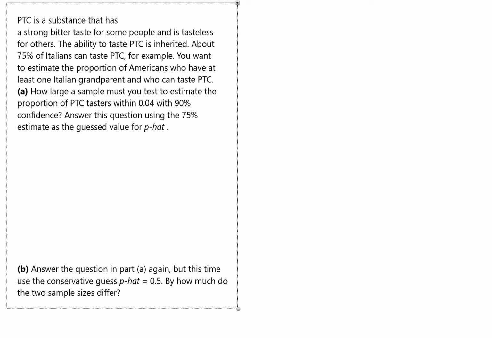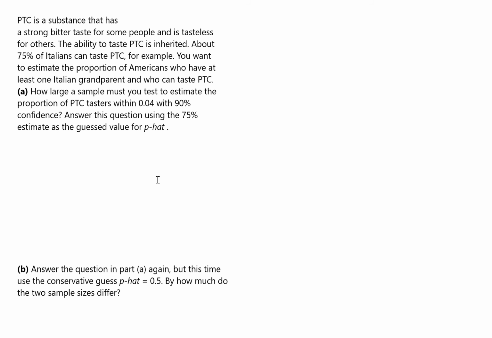PTC is a chemical that sometimes is in food. It says it is a substance that has a strong bitter taste for some people and is tasteless for others. The ability to taste PTC is inherited. I heard the same thing's true with cilantro. There are people who can't taste cilantro. It says here about 75% of Italians can taste PTC, for example.